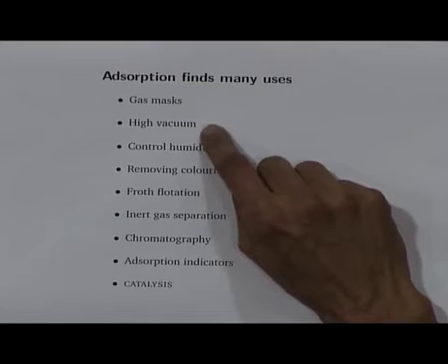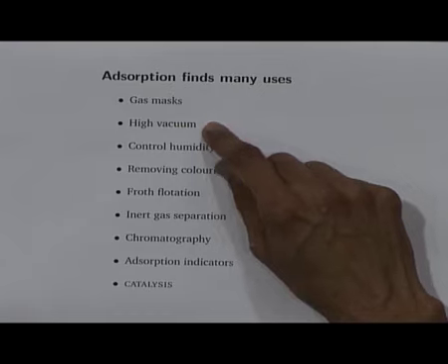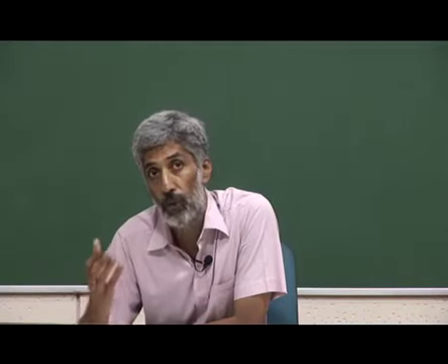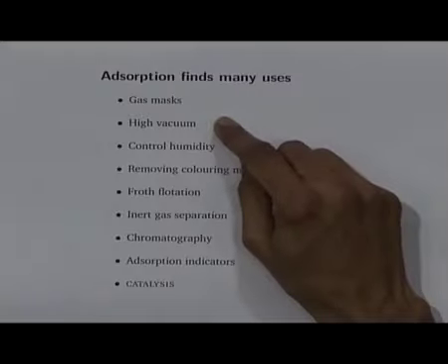We already said that if you want to study surfaces, you need very high vacuum, called ultra high vacuum. To create high vacuum, one of the ways is to use an adsorbent. After you get the vacuum down to a very low level, you put an adsorbent in the chamber, and the vacuum will drop more, because the gas that is there gets adsorbed on the adsorbent. So, that is another use.